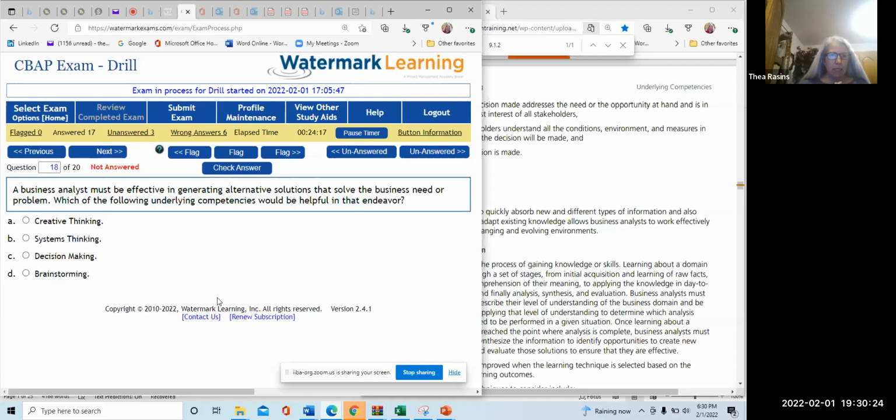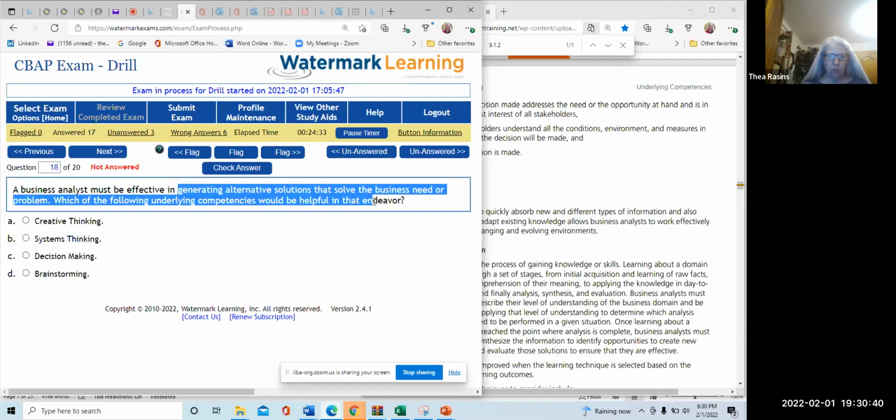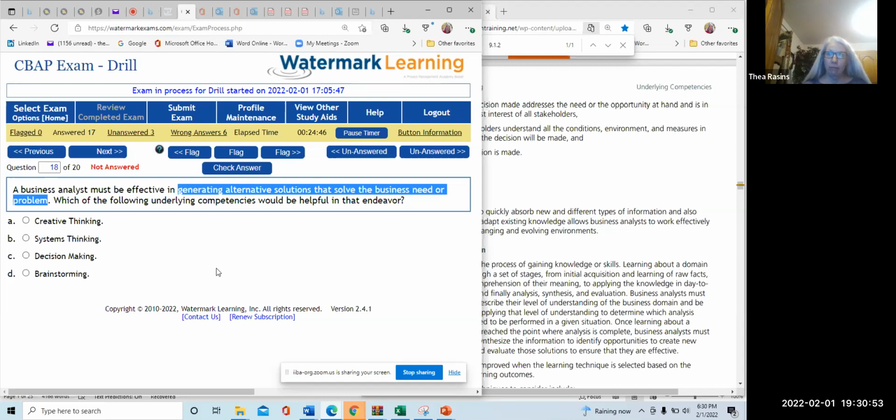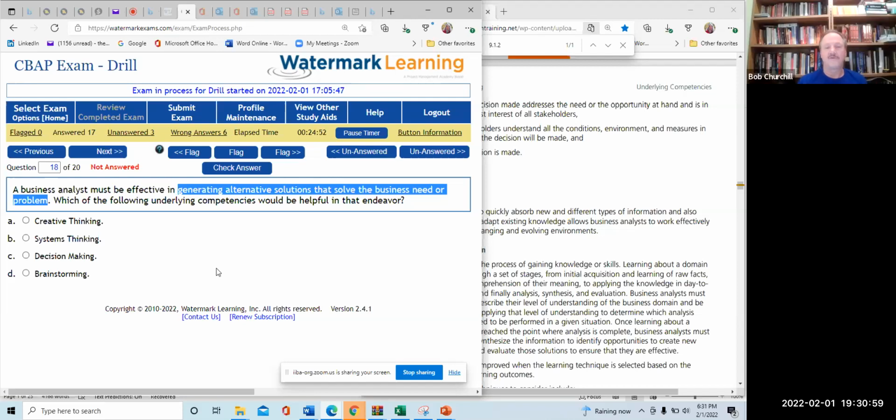Okay. A business analyst must be effective in generating alternative solutions that solve the business need or problem. Which of the following underlying competencies would be helpful in that endeavor? Creative thinking, system thinking, decision-making, or brainstorming? Generating alternative solutions to solve the business need or problem is the key there. Yeah, well, that screams brainstorming to me. Brainstorming is a very specific kind of listing as many alternative solutions as possible.